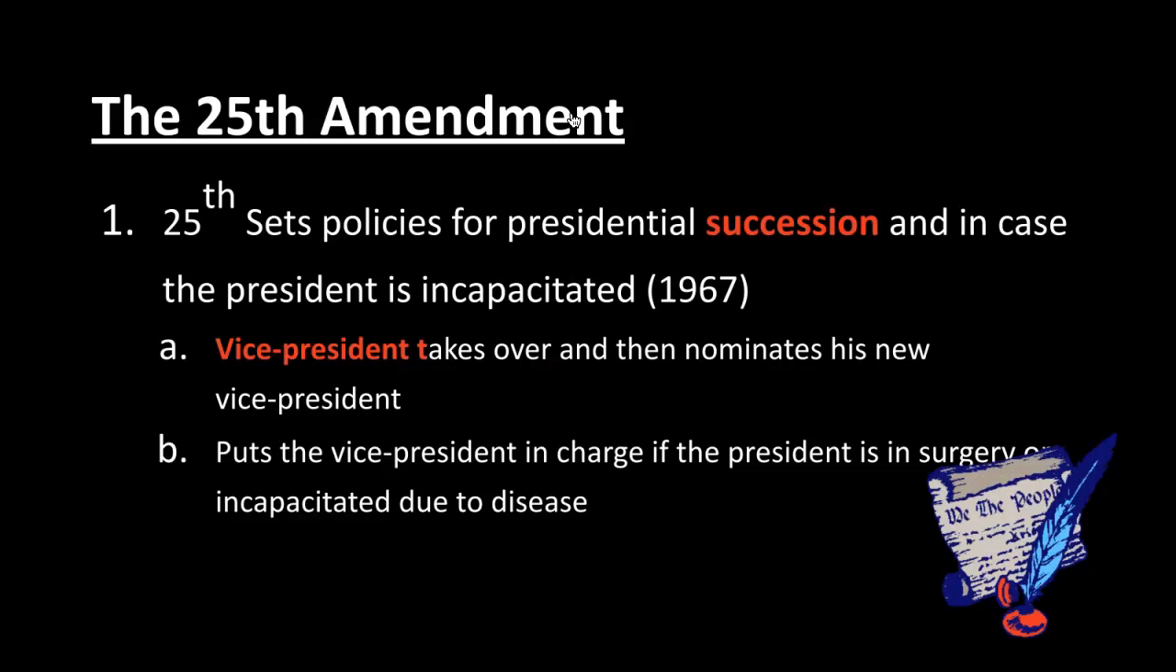The 25th Amendment set policies for presidential line of succession in case the president is incapacitated, and this was done in 1967. Basically, the vice president takes over and then nominates his new vice president accordingly. This puts the vice president in charge if the president is in surgery, or incapacitated due to a disease or any type of illness.